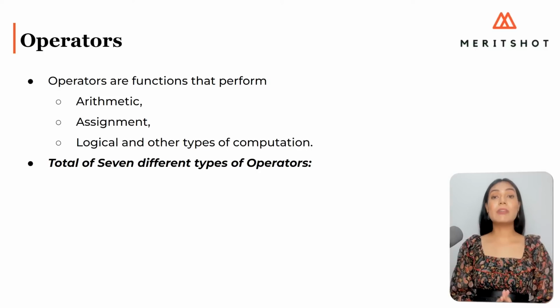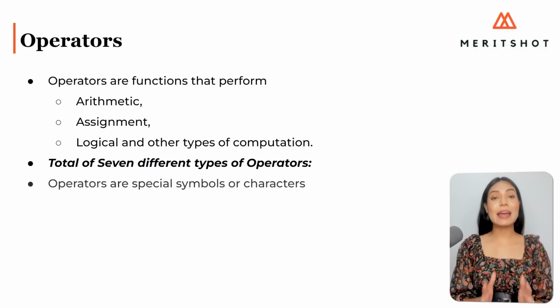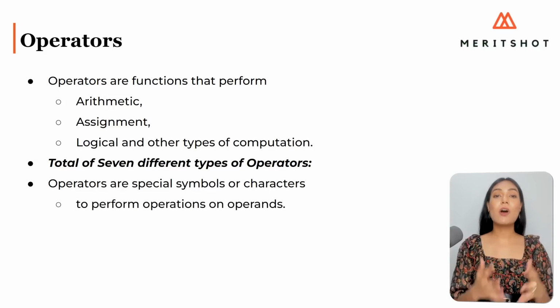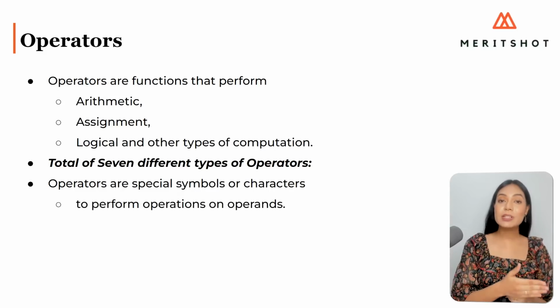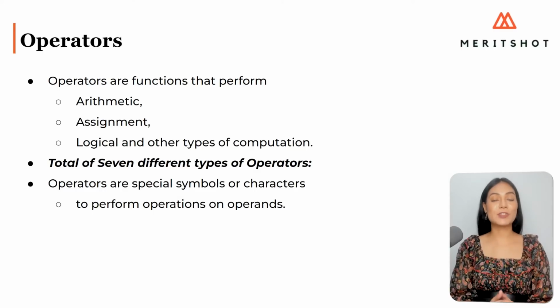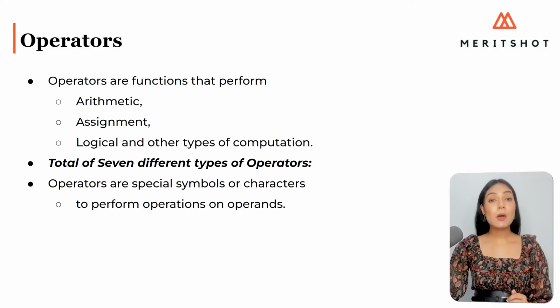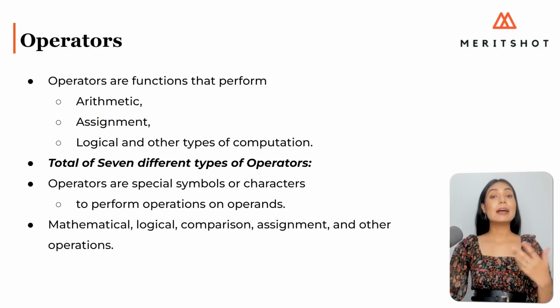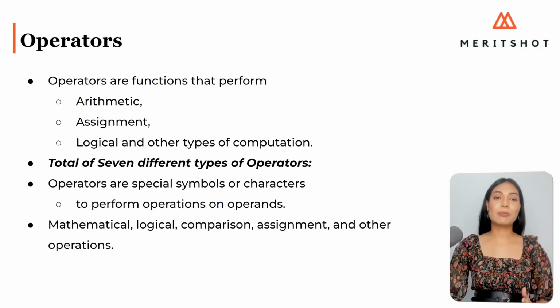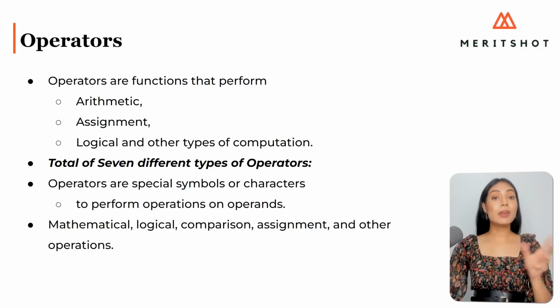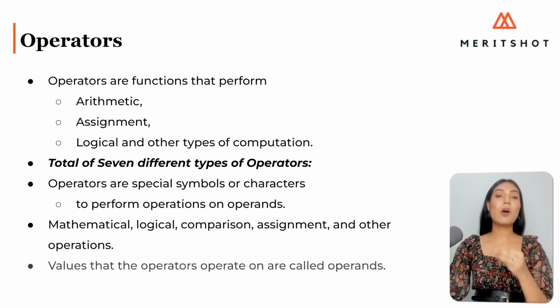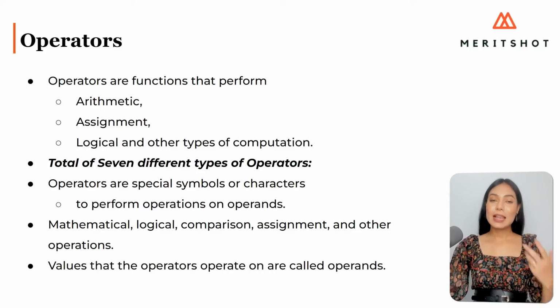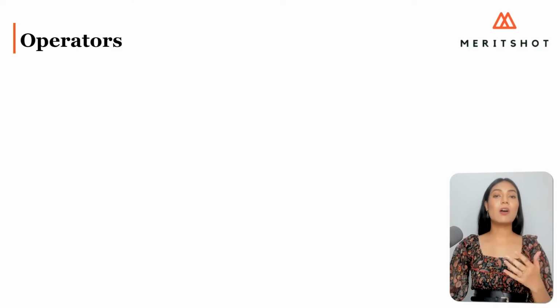In Python, operators are special symbols or characters that are used to perform operations on operands, that is, variables, values, or expressions. They allow us to perform mathematical, logical, comparison, assignment, and other operations in our code. The values that the operators operate on are called operands. Let us start with arithmetic operators.